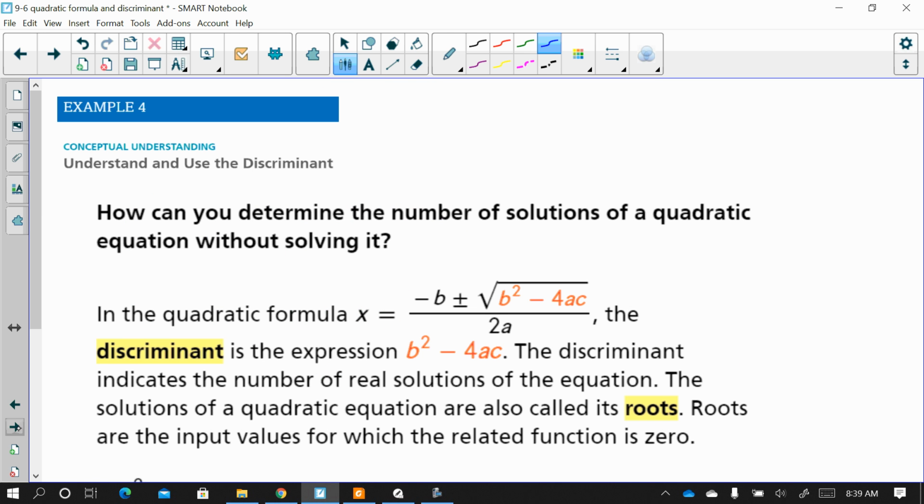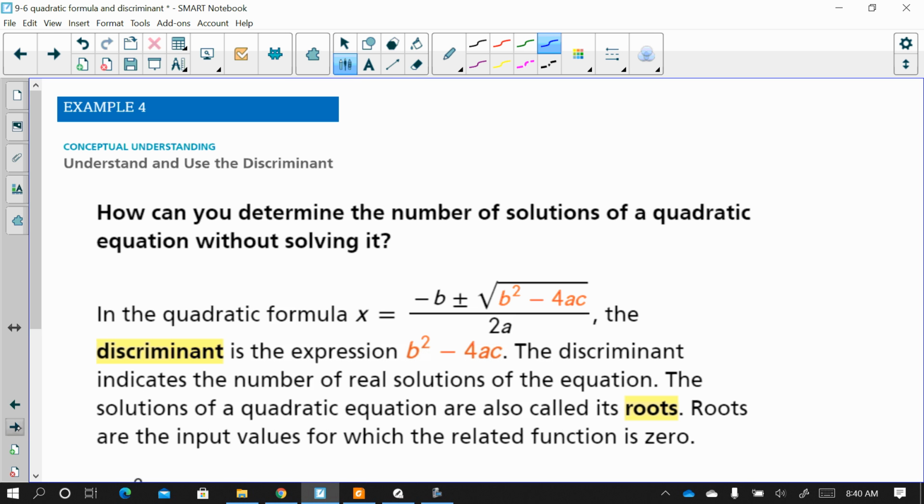Right, so that leads us then to the discriminant. How can we determine the number of solutions of a quadratic equation without solving it? Sometimes it's helpful to know, do I have 2 real solutions? Do I have 1 real solution? Do I have 0 real solutions? Think about it as how many times do I cross the x-axis? Do I cross it twice? Do I hit it just once? Or do I never touch it at all?